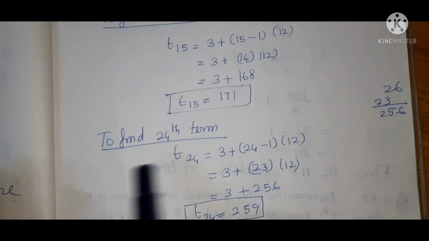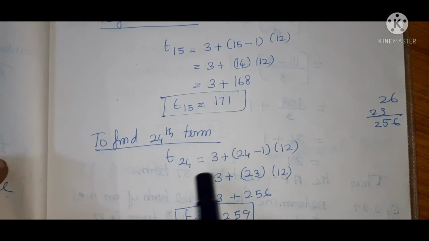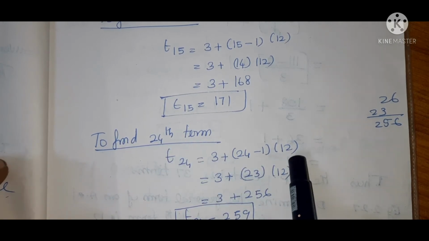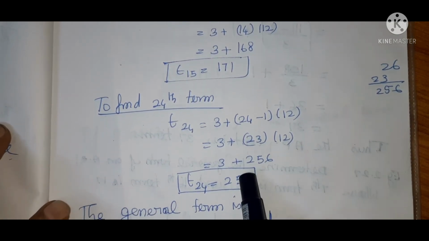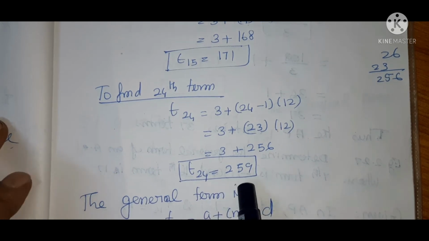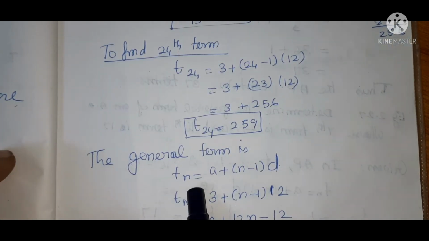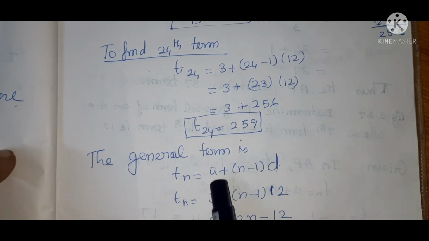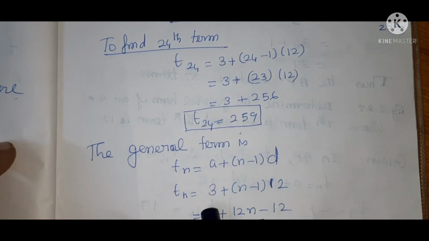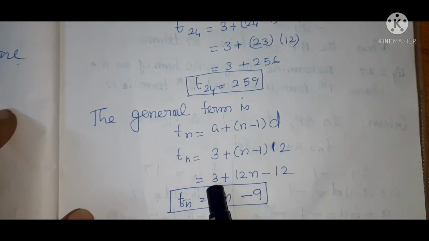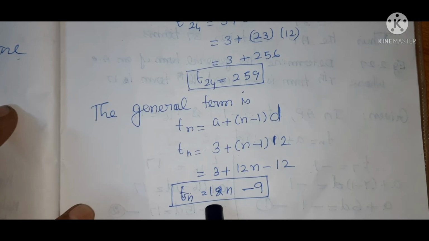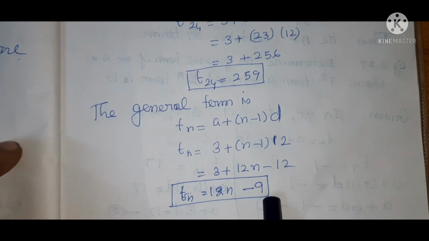3 plus 168 is 171. T15 is 171. To find the 24th term, T24 is equal to 3 plus 24 minus 1 into 12. 24 minus 1 is 23, 23 into 12 is 276. 3 plus 276, 279. The general term is Tn is a plus n minus 1 into d. a is 3, d is 12. 3 plus n minus 1 into 12. 3 plus n into 12, 12n, minus 1 into 12, minus 12. 3 minus 12 is minus 9. 12n minus 9. Tn is 12n minus 9.